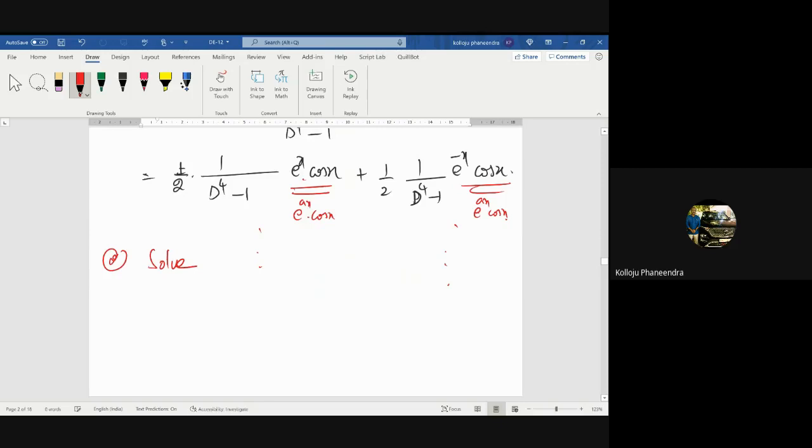And one more. Solve: product of three functions. D square y by dx square plus 2 into dy by dx plus y equal to x square e to the power of minus x cosine x. You can solve. This is also an assignment. Whatever problems I am not solving, all those are assignment problems. I need to tell you x to the power of k, only involving x to the power of k. Let me check if any problem is there.